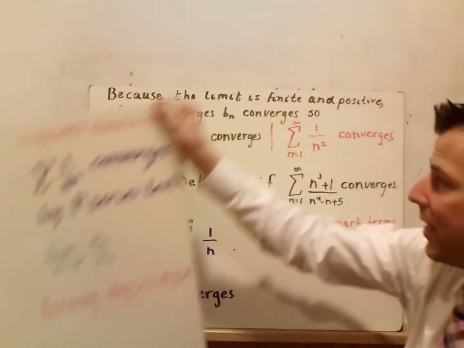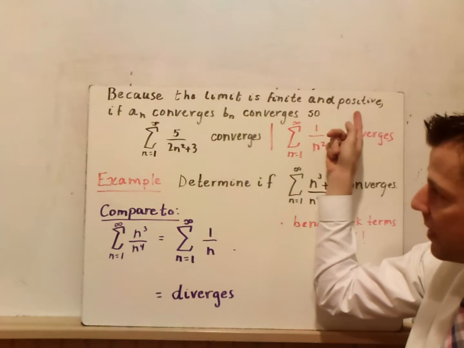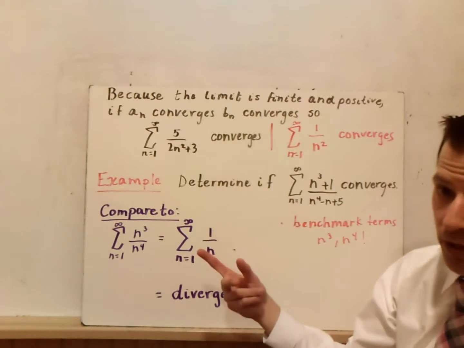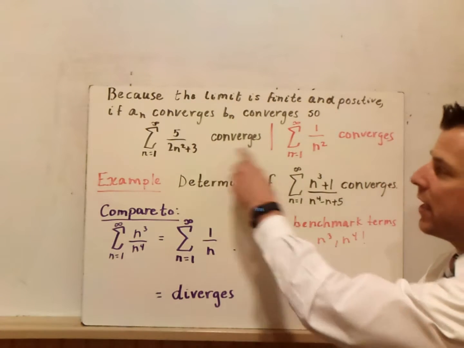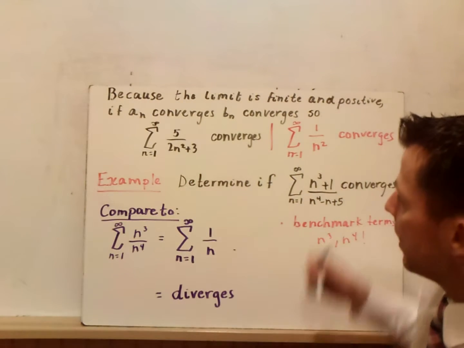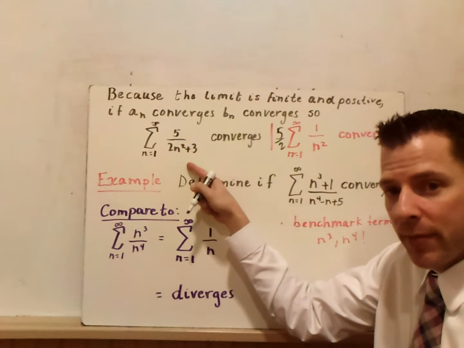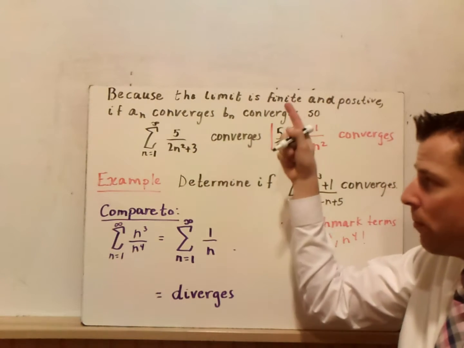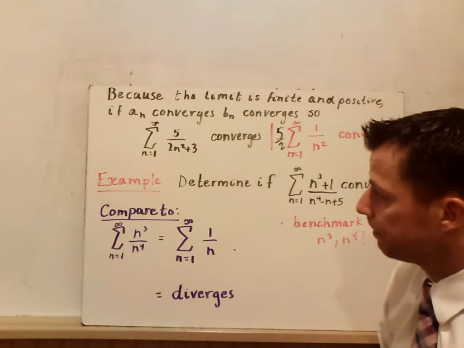So this last little slide here is just what I just said. Because the limit is finite and positive, my a sub n is going to converge because b sub n converged, what I was comparing my original series to. Okay, I wrote that here. My series converges because, hey, guess what? That series converged, and I could throw that 5 halves out there. What I was comparing my original series to converged. So because my limit was finite and positive, my series converges.